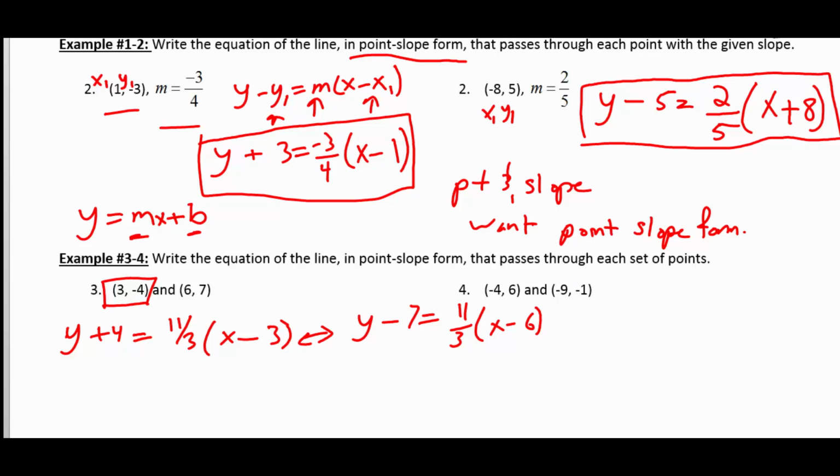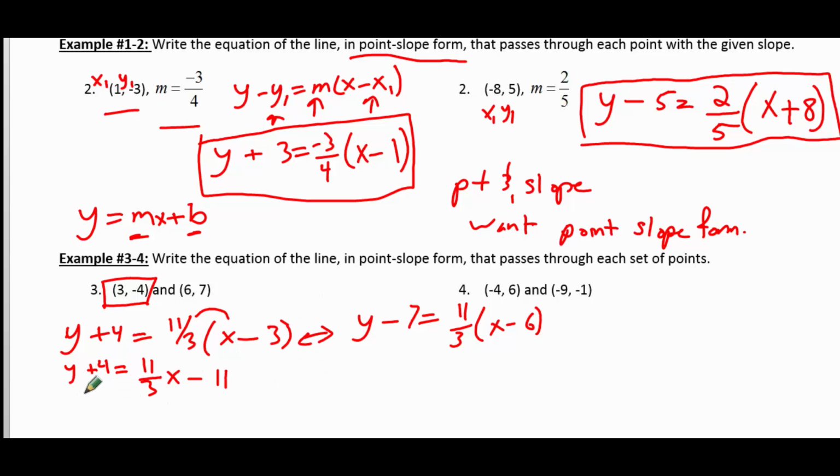And watch what happens if I distribute. So we get y plus 4 equals, well, 11/3 times x is just 11/3 x, minus, now here these 3's are just going to cancel out. So 11/3 times a -3 would be -11. You feel free to type that in your calculator if you want. And again, it's also the same thing as 11/3 times 3 over 1. The 3's just cancel, or 33 over 3, which is still 11.